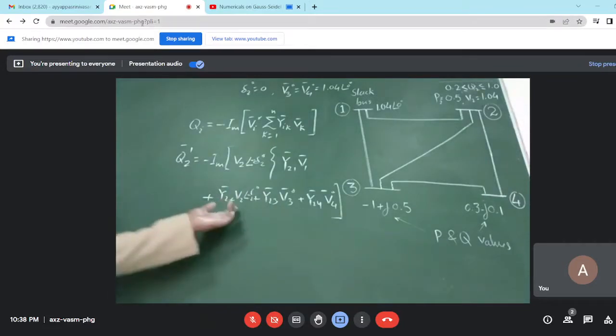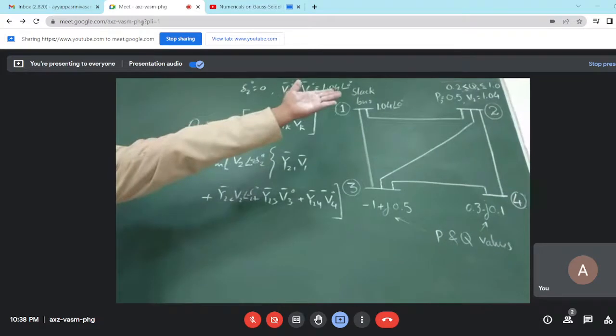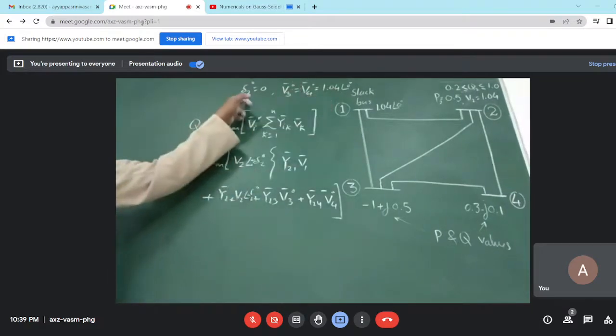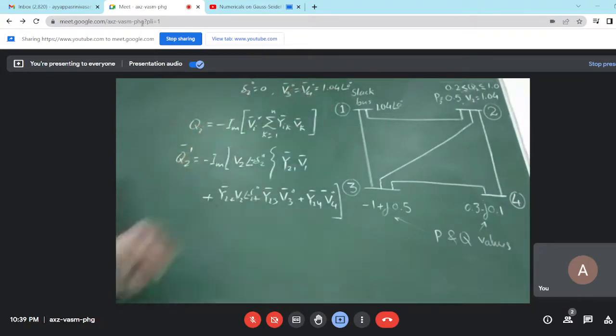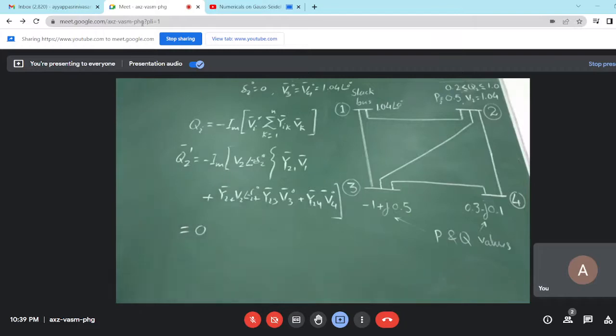Because V2 magnitude will be fixed, that is a parameter, not a variable. V2 is given, and delta 2 is the variable, and we have assumed the initial value of this variable. So put these values and evaluate it quickly. Tell me the value. It is coming out to be 0. Just check it at home.